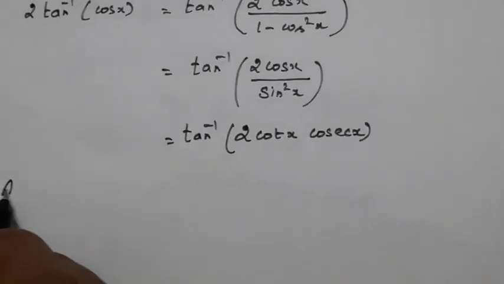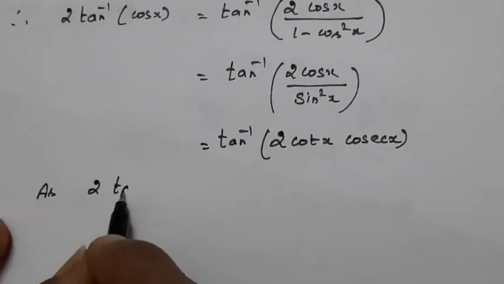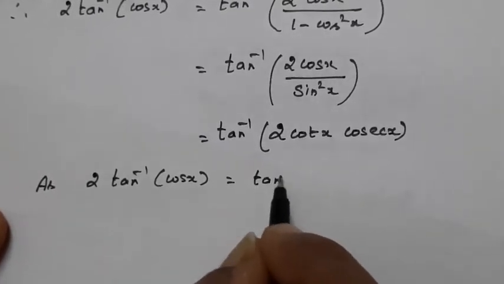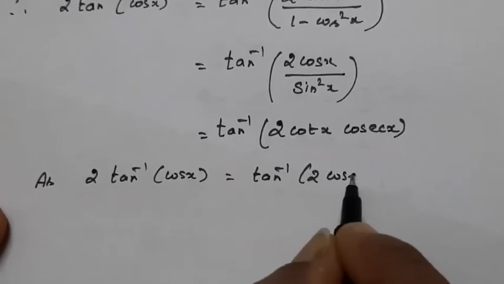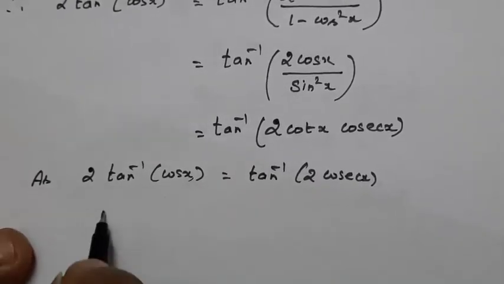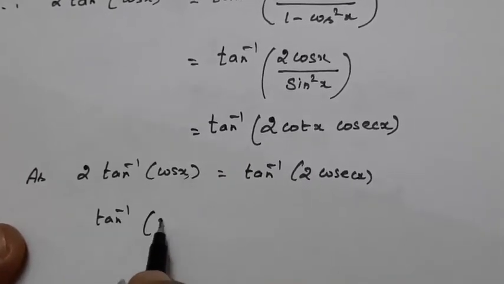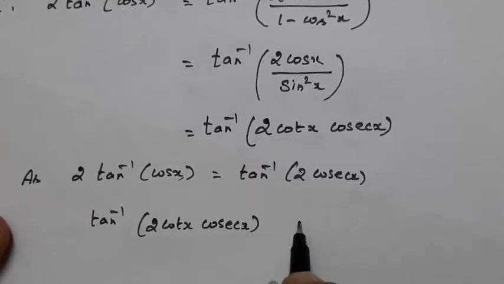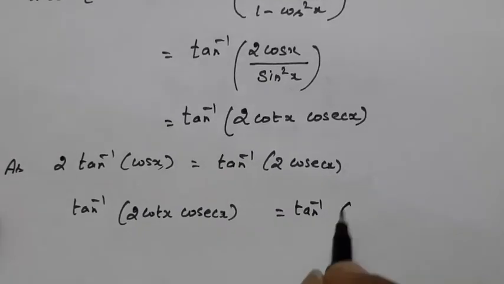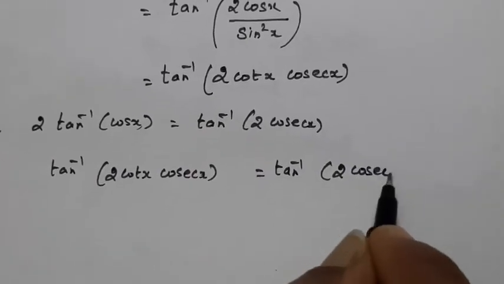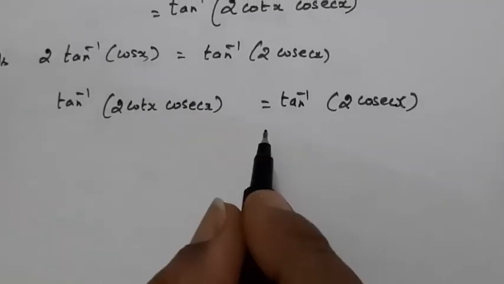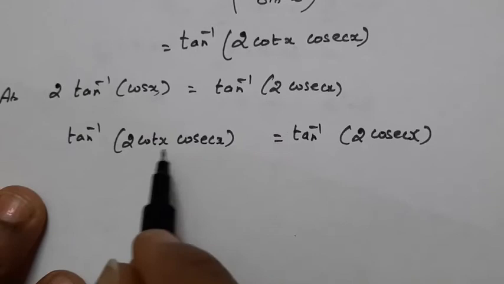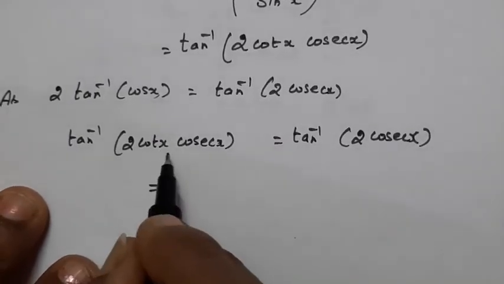So as 2 tan inverse of cos x is equal to tan inverse of 2 cosecant x, instead of this we can replace this as tan inverse of 2 cot x into cosecant x is equal to tan inverse of 2 cosecant x. Okay. So by taking tan on both sides, we have 2 cot x cosecant x is equal to 2 cosecant x. And then, so this implies that what would be the value of cot x?